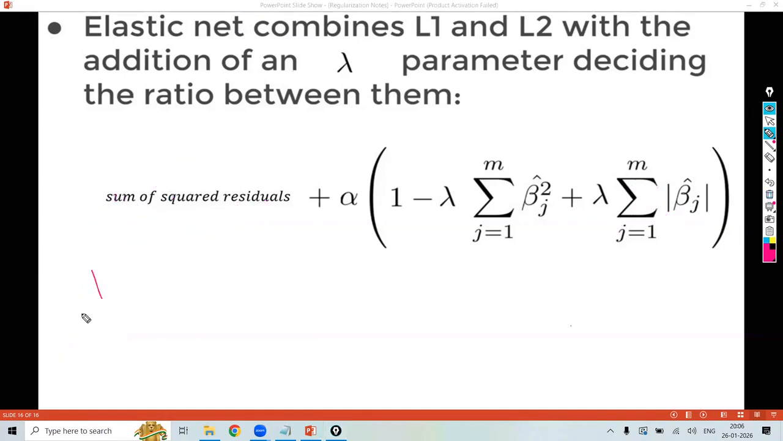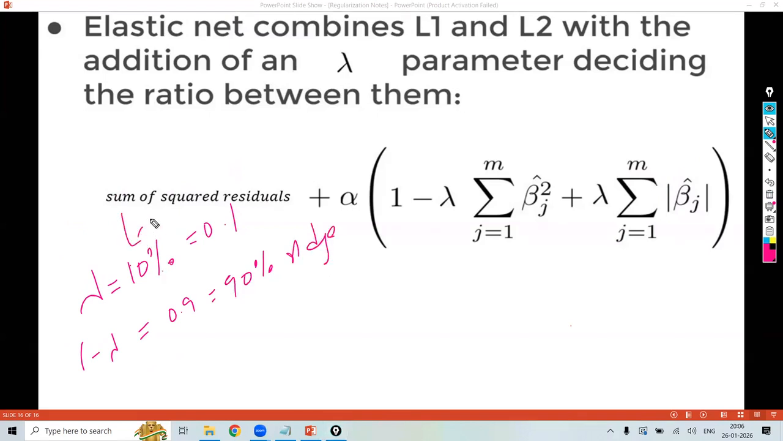Now tell me, if I take lambda equal to 10%. Lambda means what I told you? The percentage of lasso. 10% means 0.1 only, right? So if I consider lambda equal to 0.1, what would be the ridge? 90%. That is, 1 minus lambda is equal to 0.9, which is 90%. So 90% is ridge, 10% is lasso. Lambda is nothing but the percentage of lasso.